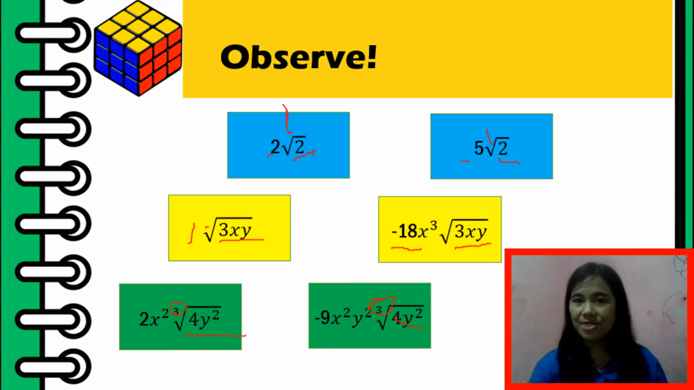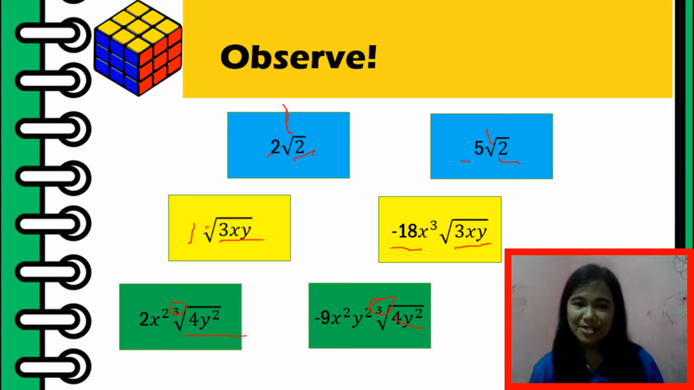Okay, so before we start, I want you to observe the following first. That's the first set. That's the second. And the final set. Okay? What do you observe?